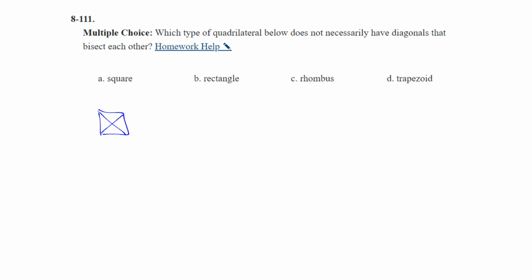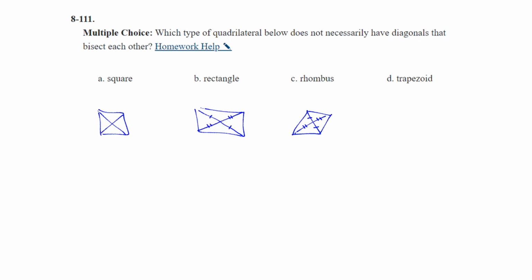And with a square they do, so a square is fine. Same thing with a rectangle. And we're not talking about the angles, we're talking about the lines themselves. So do these bisect each other? Once again, that is true. And with a rhombus, remember, really just kind of a tilt to the square. And even though those are not the same, they do bisect here and here. So they do bisect each other.